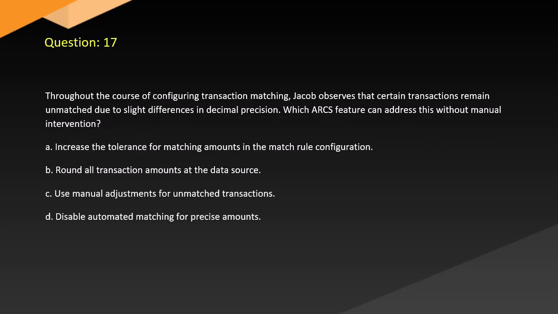Question 17. Throughout the course of configuring transaction matching, Jacob observes that certain transactions remain unmatched due to slight differences in decimal precision. Which ARCS feature can address this without manual intervention? A. Increase the tolerance for matching amounts in the match rule configuration. B. Round all transaction amounts at the data source. C. Use manual adjustments for unmatched transactions. D. Disable automated matching for precise amounts.